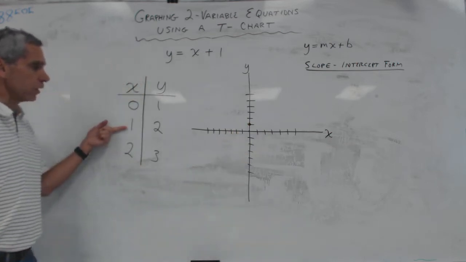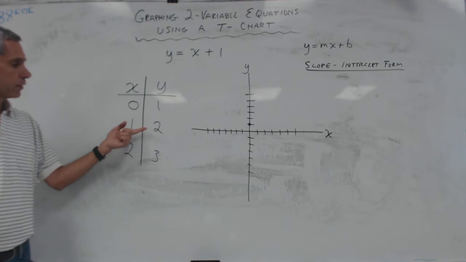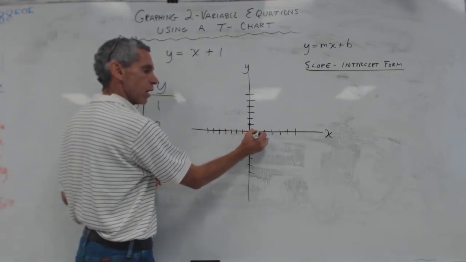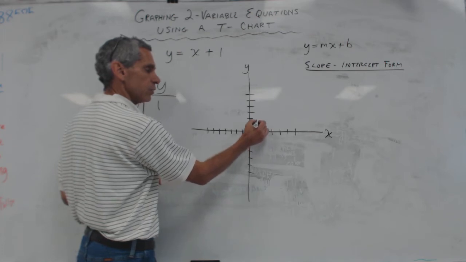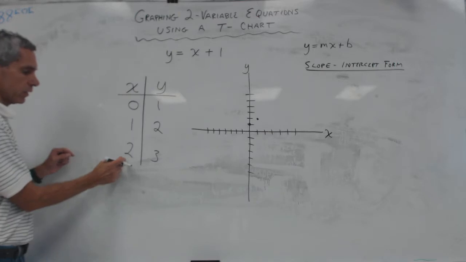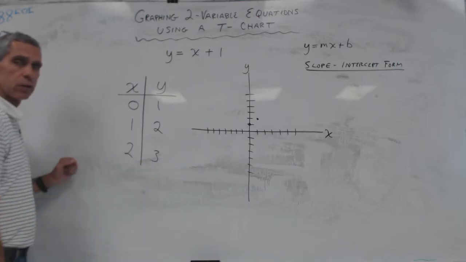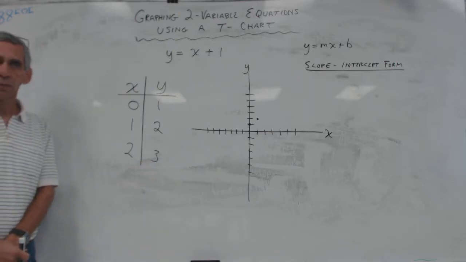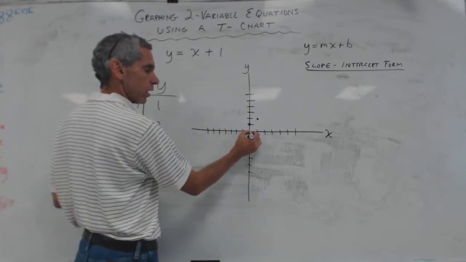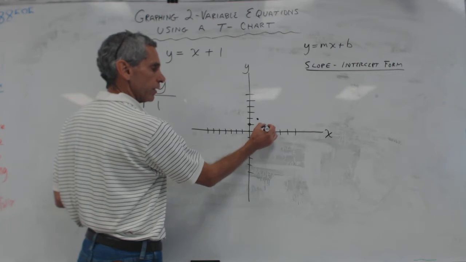Okay? So my next one is 1, 2. So I start at 0, 0, I go to the right 1, I walk 1, and I fly 2. So up here, 2. And then my next one is 2. Am I going too fast? No, I've already. Okay, 2, 3. So I start at 0, 0, I walk 2, 1, 2, and I rise 3.